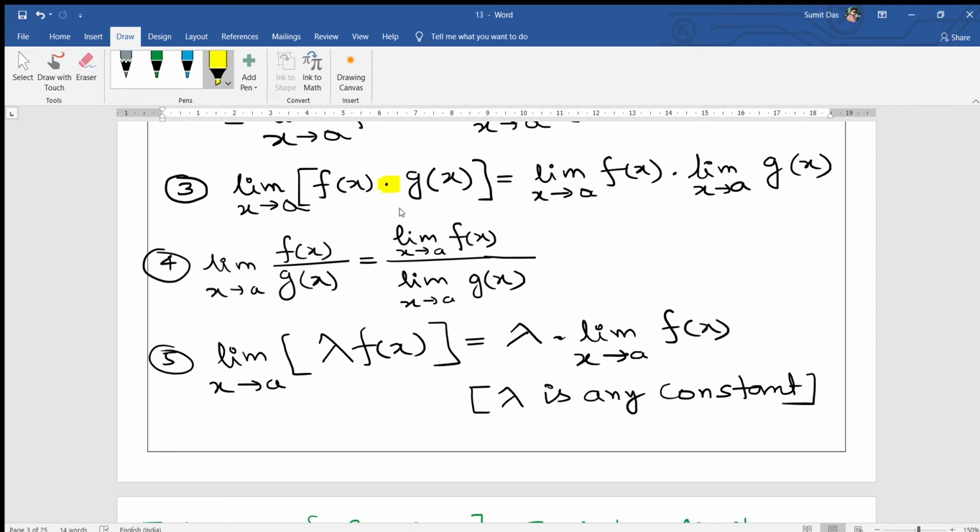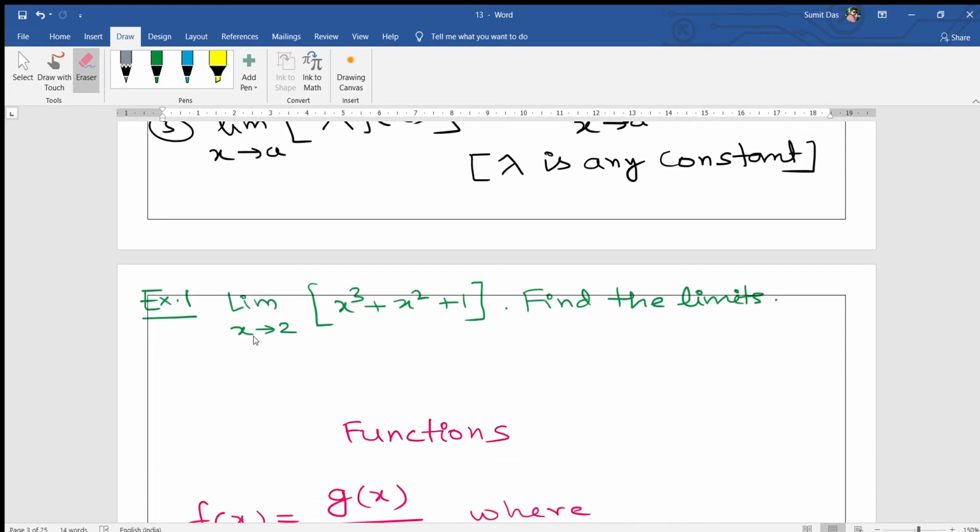One thing is that if any constant is multiplied with the function, you can take the constant out of the limit. So these are the few algebra rules we used to learn while we did the limit.